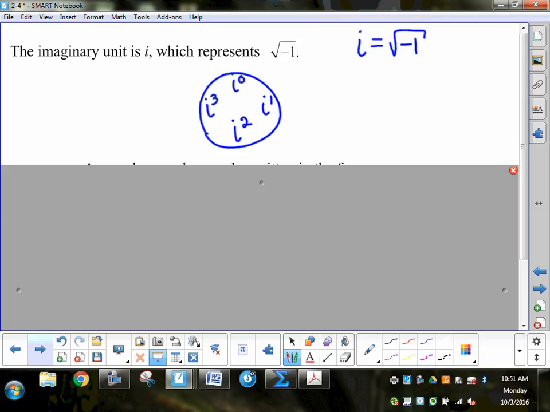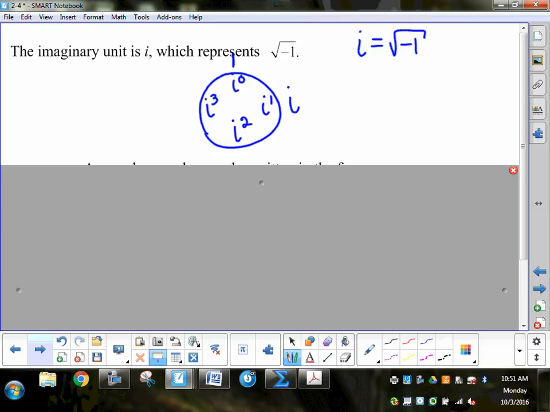What is i to the 0 power going to give you? Hands up, please, if you can tell me. 1. Anything to the 0 power, any base to the 0 power, is going to give you 1. i to the first power is just going to leave us with i. i to the first power is i.